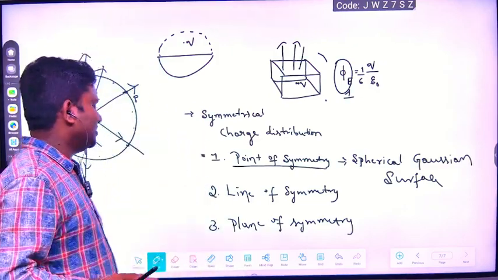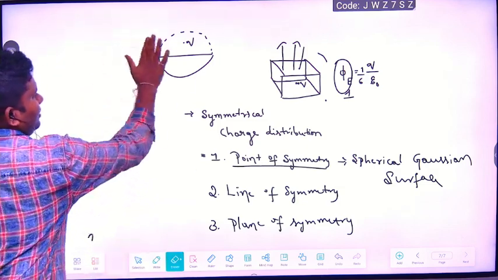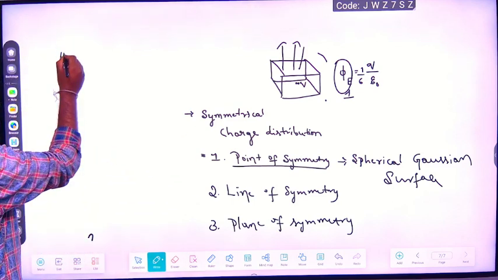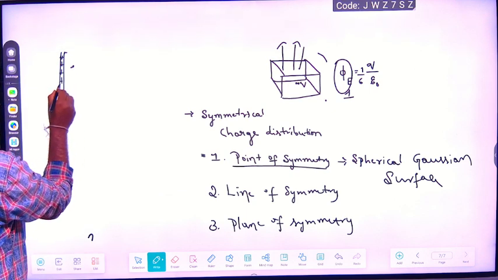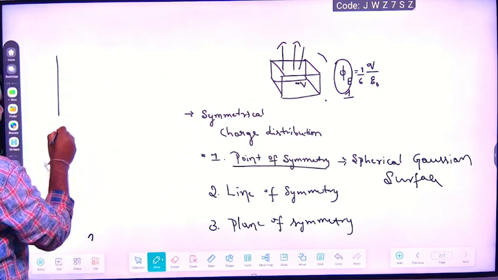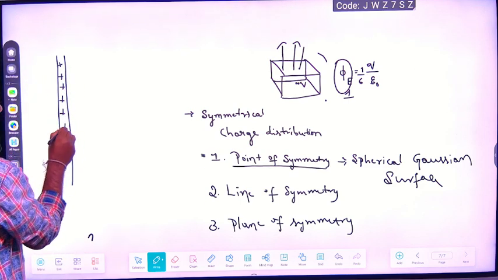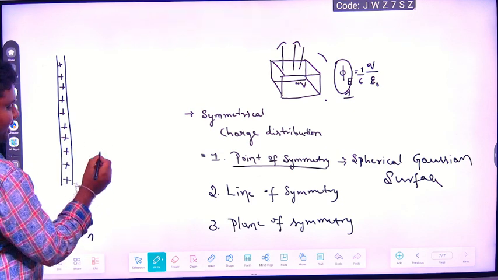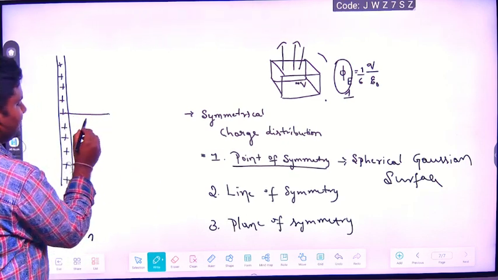This one is also easy. Line of symmetry is very interesting. Just listen. For example, we have an infinite wire, and this wire is having all charges. One positive charge wire. I will draw an infinite wire having the positive charges everywhere. Take any one point near the wire. The distance from the charge to the point P is, I'll take R.